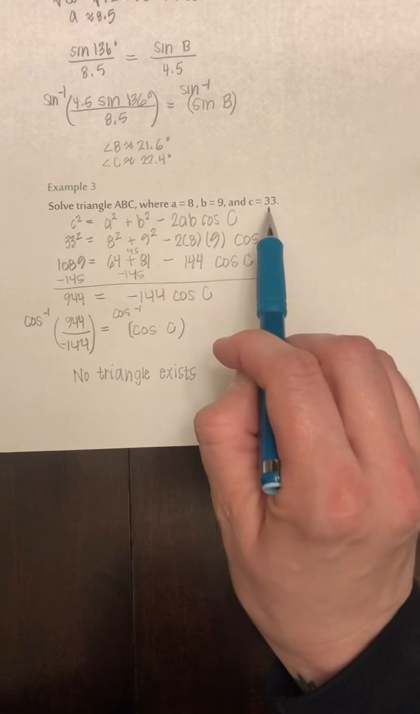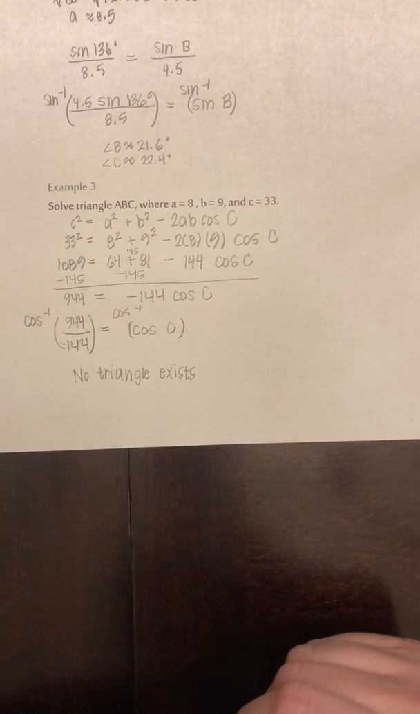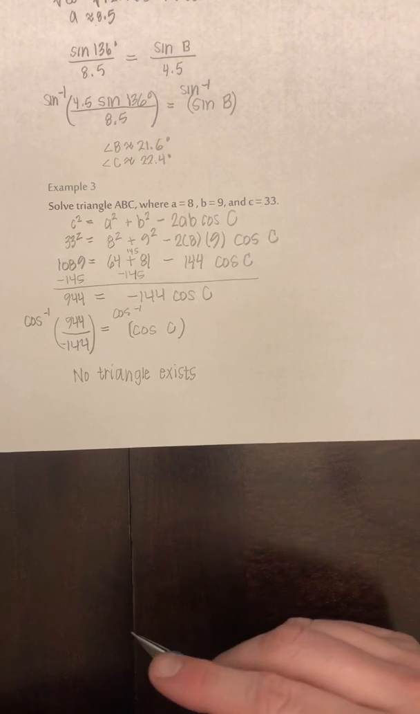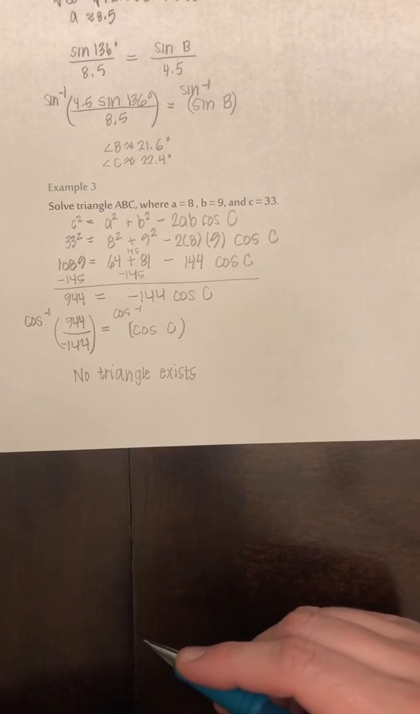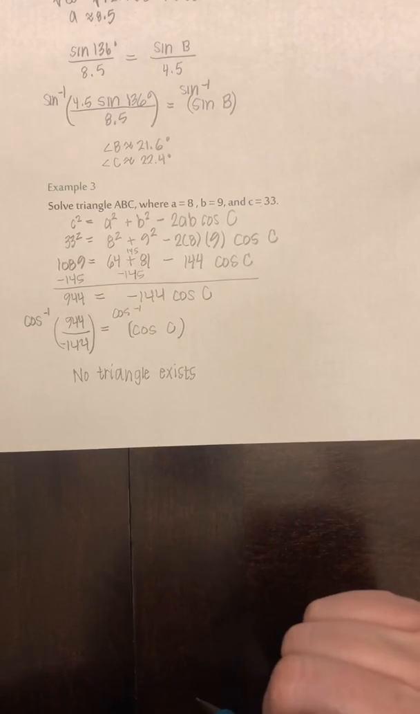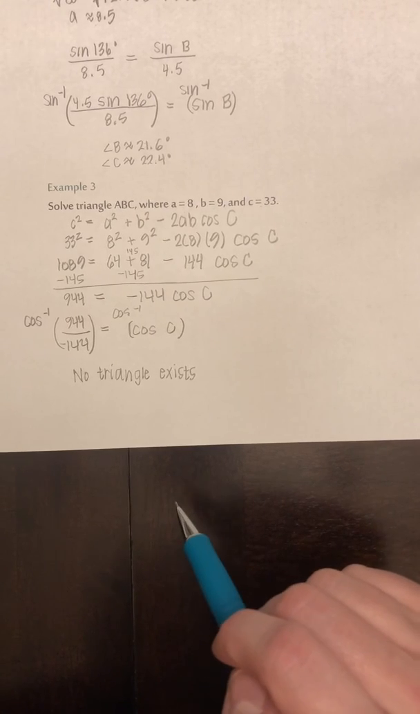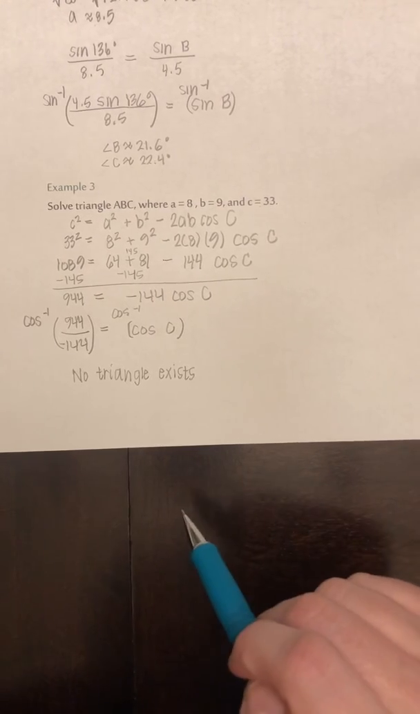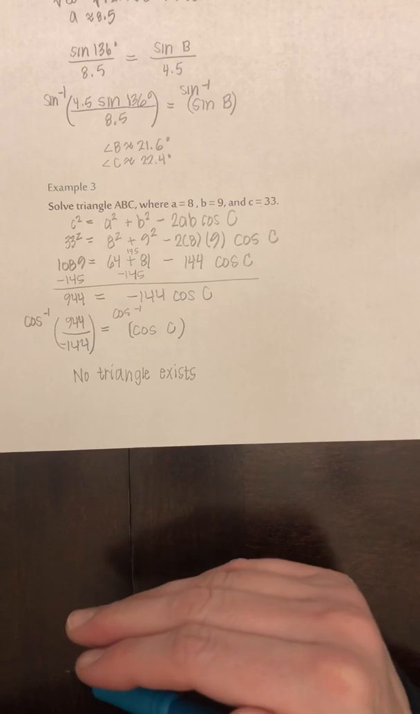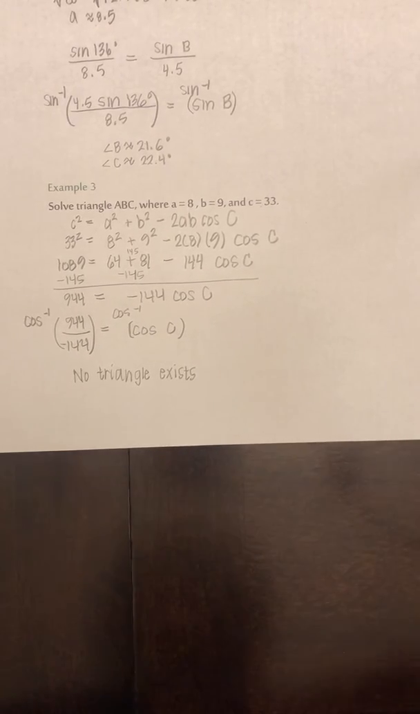17 is not bigger than 33. So right away, I know that this is not going to form a triangle. So if you can use some of your geometry skills, you could have avoided a little bit of work. Now, if you didn't have any work, what would I expect to see on your paper? I would expect you to say, no triangle exists because 8 plus 9 is not greater than 33. So if you had something like that, I would know that you know what you're talking about, and that would be perfectly acceptable.